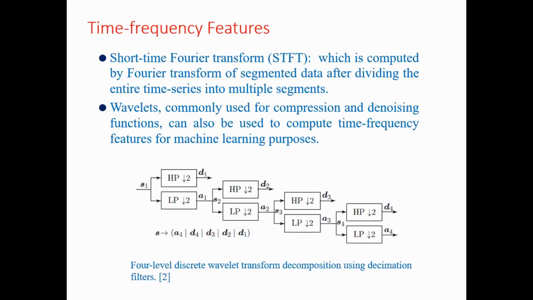Another technique used for this type of case is wavelets. It is used generally for compression and denoising. It can also be used for time frequency features for machine learning purposes. Okay. So if you are applying the wavelet, then suppose the signal is S1, then that S1 using some techniques, that wavelet function you have to use here. It can be partitioned into two, a high pass and a low pass.